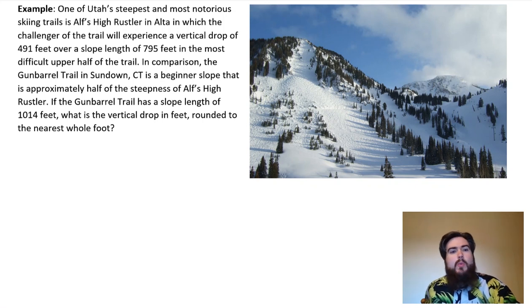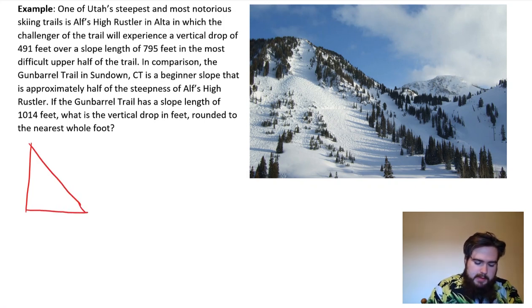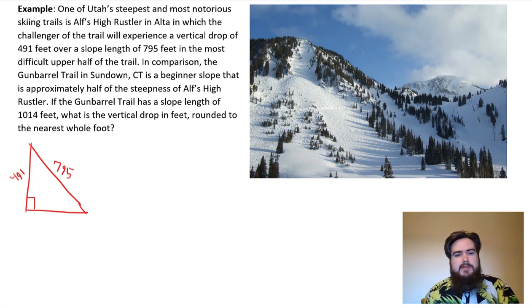In this example, we are told that one of Utah's steepest and most notorious skiing trails is Alf's High Rustler in Alta, in which the challenger of the trail will experience a vertical drop of 491 feet over a slope length of 795 feet in the most difficult upper half part of the trail. I'll create a quick triangle to represent that. A simple right triangle for this has a vertical drop of 491 and a slope length of 795 feet.